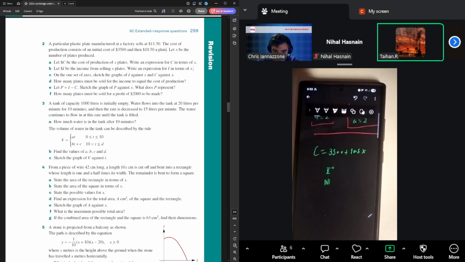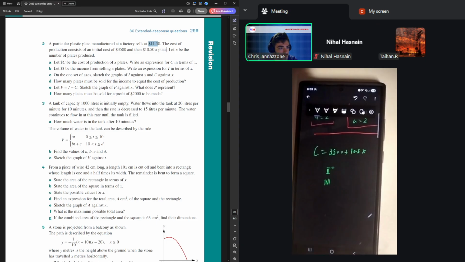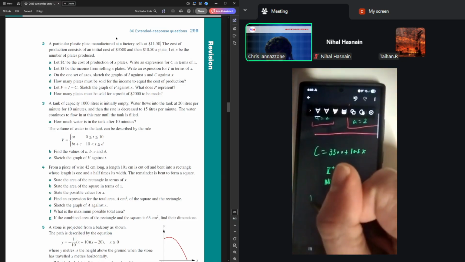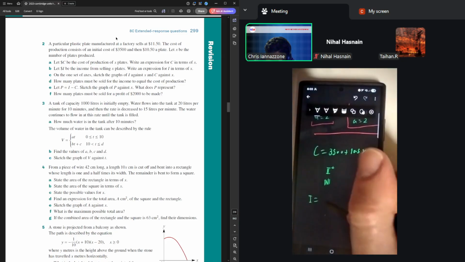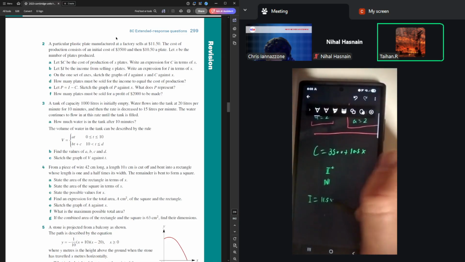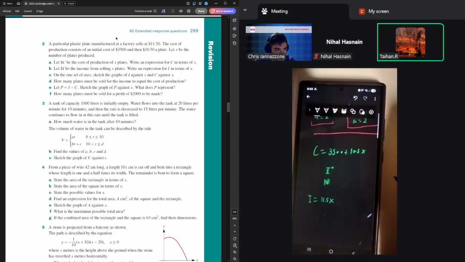Is this for the income equation, part B? Part B, correct. Would it be income equals 11.5 times X? Mhm. So that's your, I guess, revenue. Yeah, it could be more accurately called revenue for this. And then minusing the cost equation that we had before.